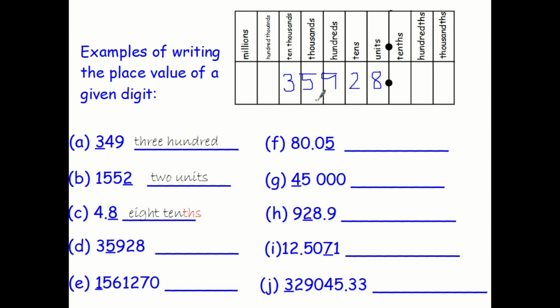So now I think I can actually say this. This is 35,928. And the 5 is underlined. So this is in the thousands column. So this is 5,000.